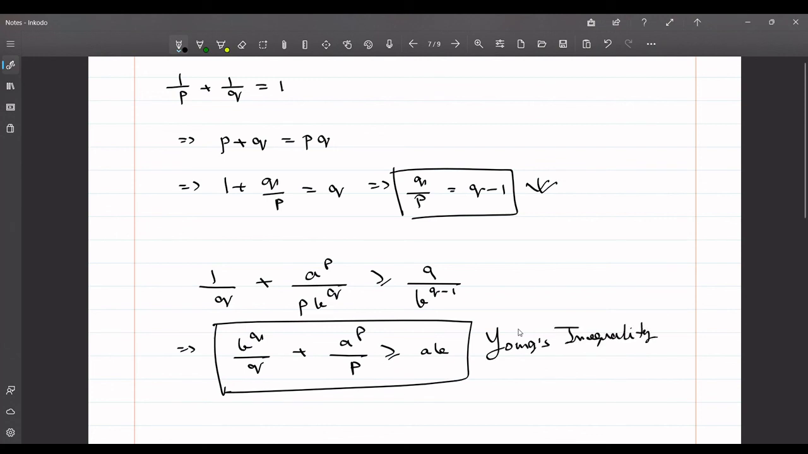You have the Young's inequality, and we use this Young's inequality itself to prove the Holder's inequality. Okay? It's pretty arbitrary. So let's prove it, and then we will be moving on to the Minkowski inequality.